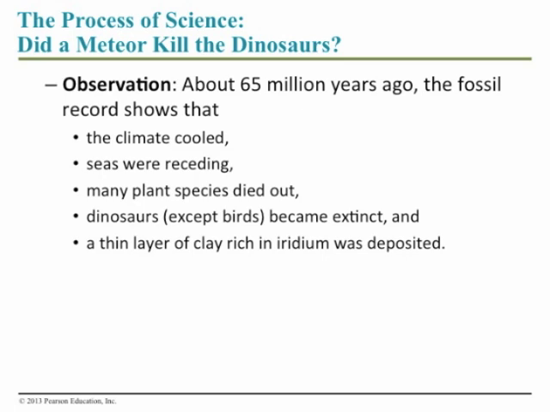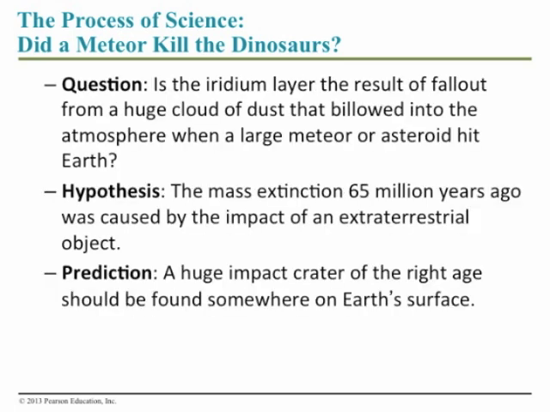So, cooling climate, seas receding, plant species dying out, dinosaurs disappearing, and a thin layer of iridium is what we can see in the fossil record. So they can tell all that by the fossil record. The cooling you see by the different species and different species assemblages being found in different locations.